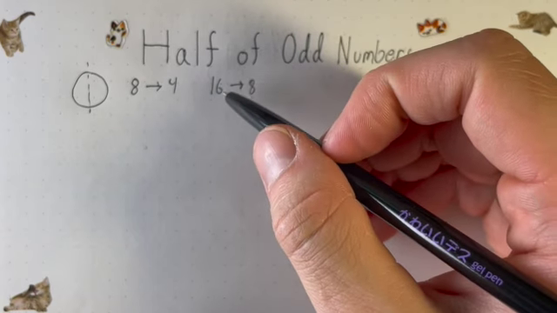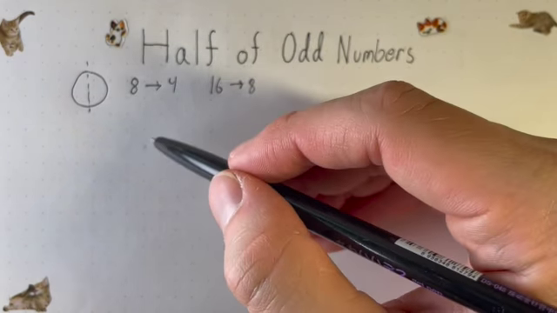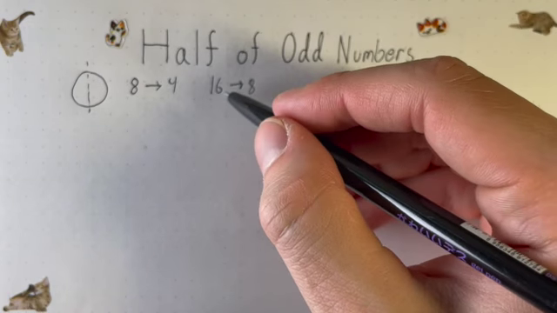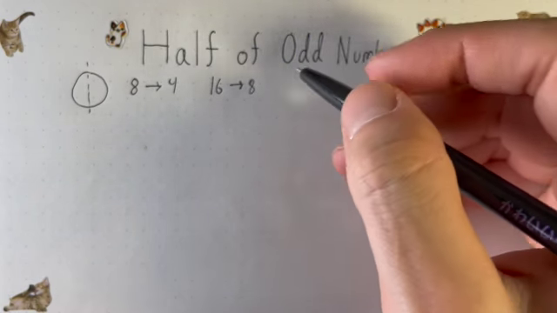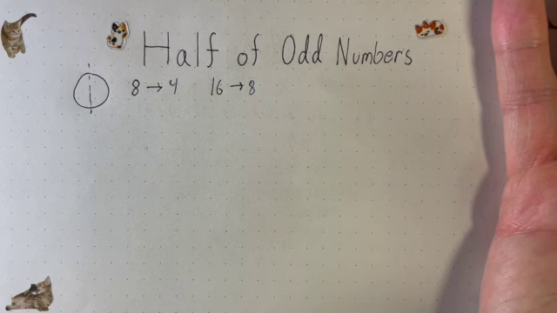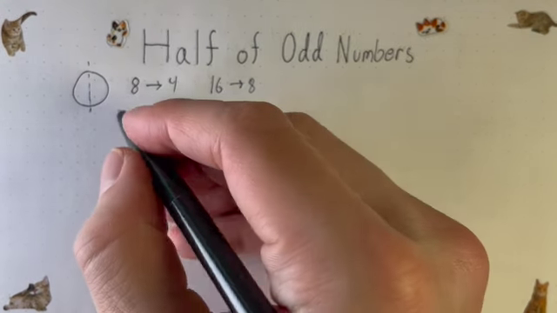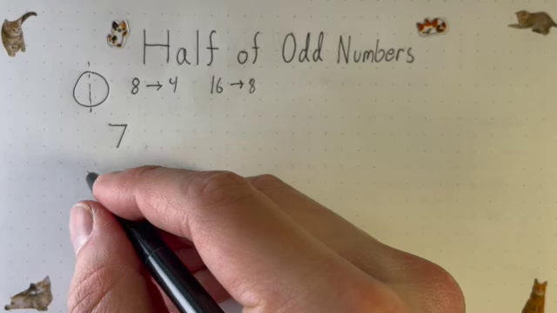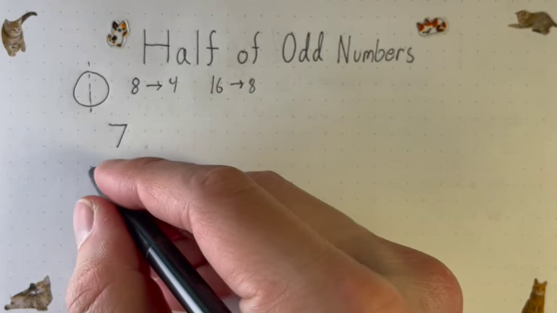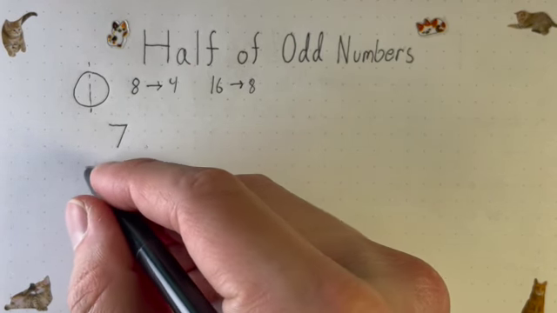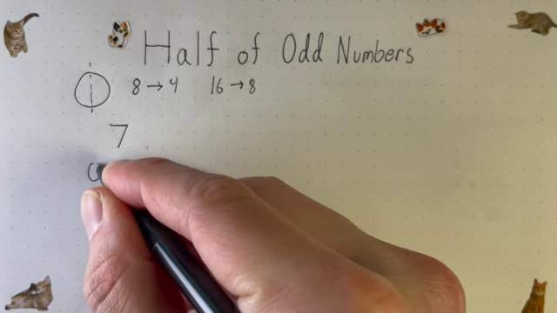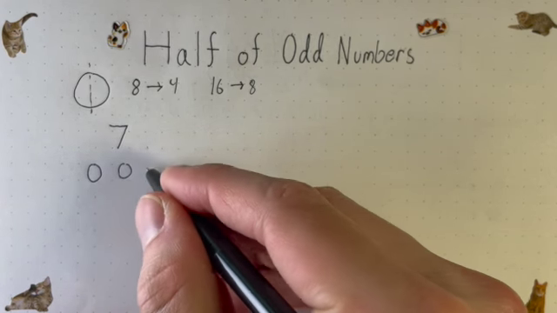So for this lesson, it's expected that you know half of even numbers up to 24, because that is going to be used in order to take half of these odd numbers. So the first number I would like to take half of is 7. In order to take half of 7, instead of the number 7, I like to think about it as 7 things. And for this example, we'll use 7 cookies.